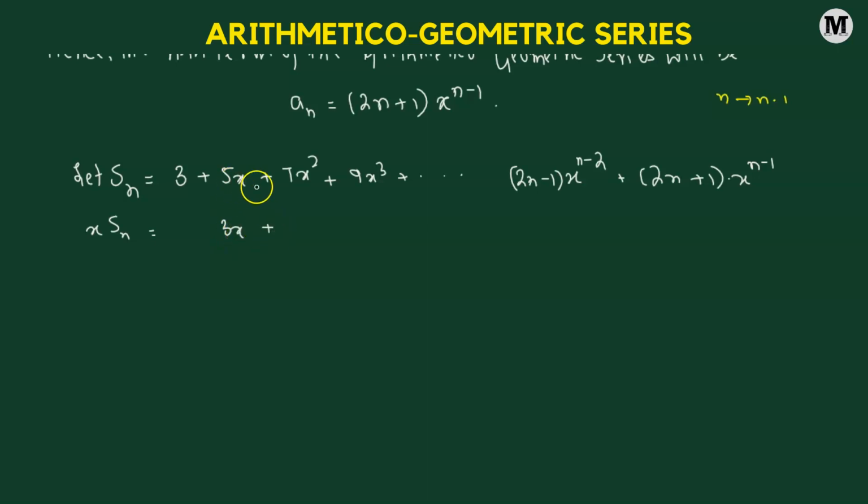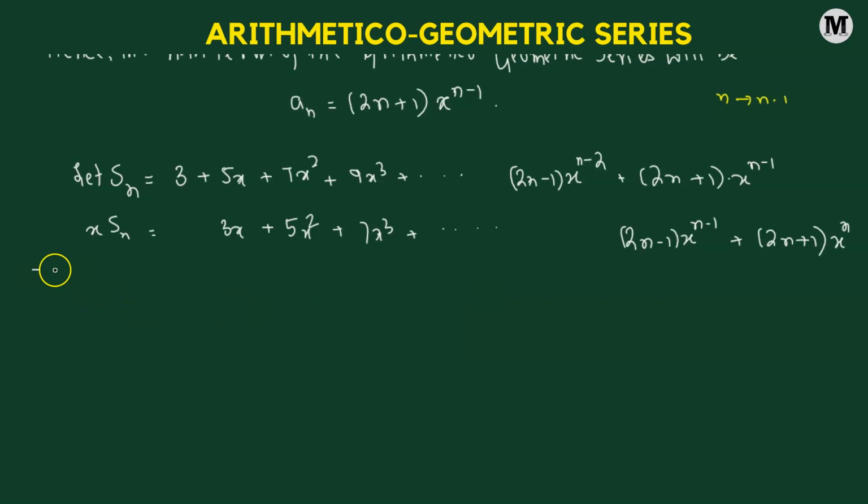Added to 5 multiplied by x will give us 5x squared. 7x squared multiplied by x will give us 7x cubed. This goes all the way up to the last term. So here we have (2n minus 1) times x raised to the power of n minus 2. When multiplied with x, we get (2n minus 1) multiplied by x raised to the power of n minus 1. And the last term will be (2n plus 1) multiplied by x raised to the power of n.